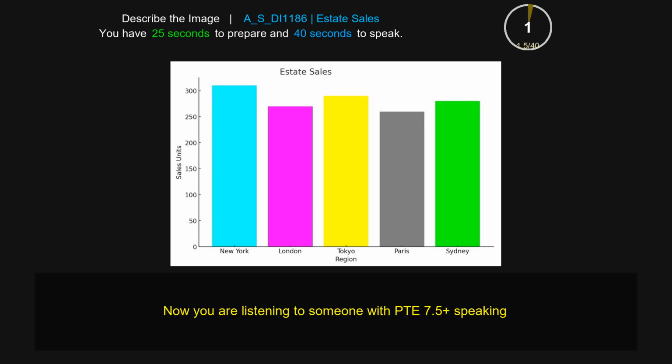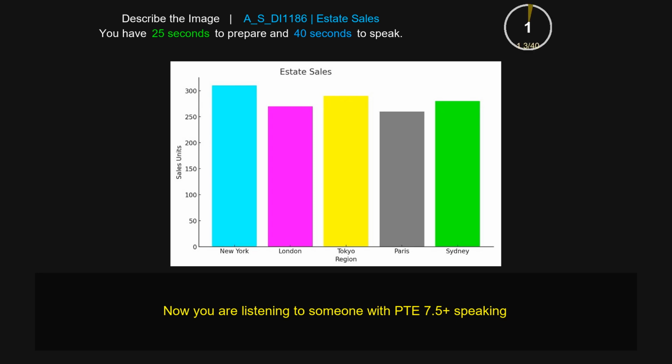The given bar graph gives information about estate sales. The x-axis shows sales units, from 0 to 50 up to 300. On the other hand, the y-axis shows the name of the region, that is New York, London, Tokyo, Paris and Sydney. The maximum data is covered by New York, that is more than 300, whereas the least data is covered by Paris, that is around 250. Overall, the bar graph gives crucial information about estate sales and sales unit around the region.